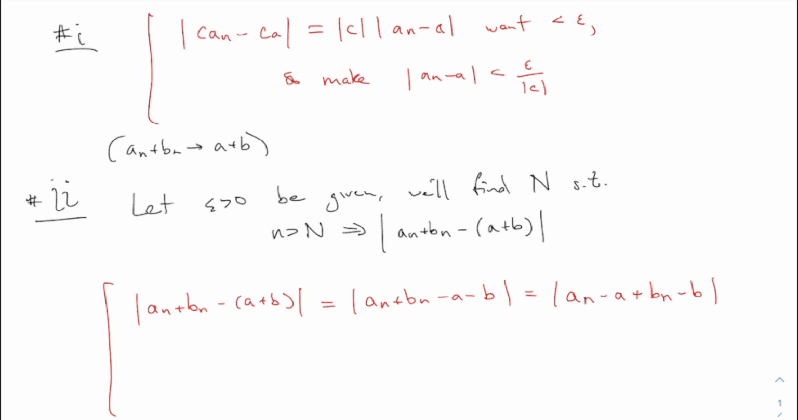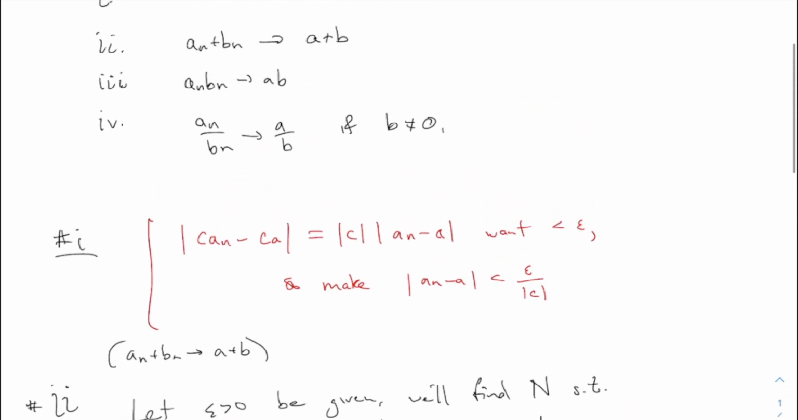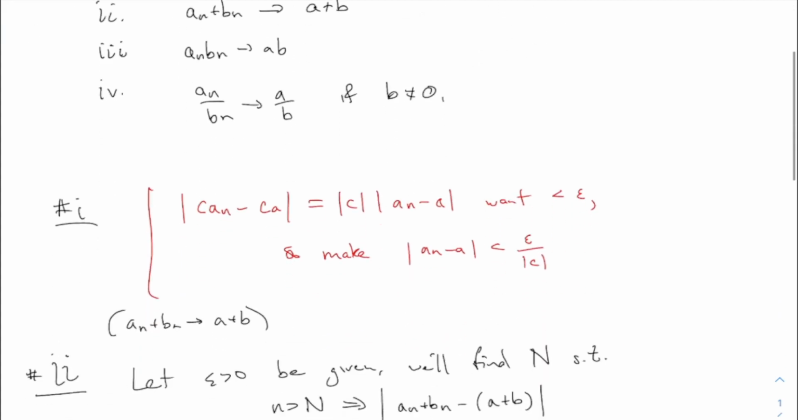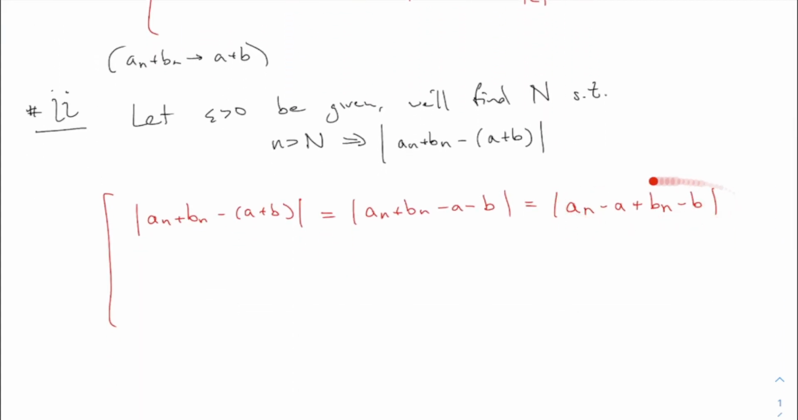Because I assume all the way up here that a_n approaches a and b_n approaches b, I like things that say absolute value of a_n - a, and I like things that say absolute value of b_n - b. This right here, I'm going to do the triangle inequality. This is less than or equal to |a_n - a| + |b_n - b|. That right there was the triangle inequality.